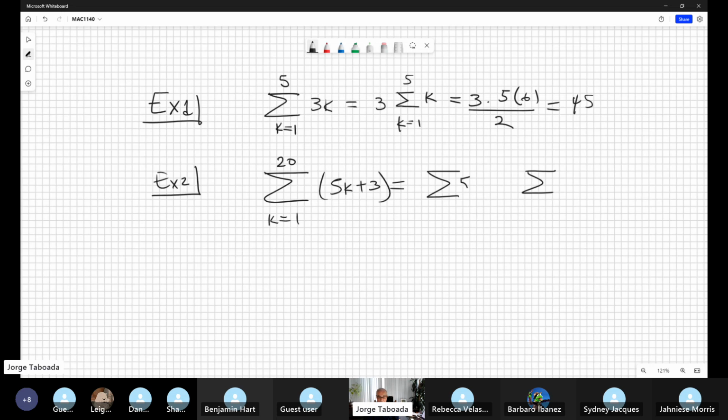In the first summation we have 5k, and in the other summation you have 3, and both are from k=1 to 20. And what is the operation in between them? Plus, because that plus is that plus. I separate like that. Now, to compute this is super easy. This 5 is a common factor, so I take it out.